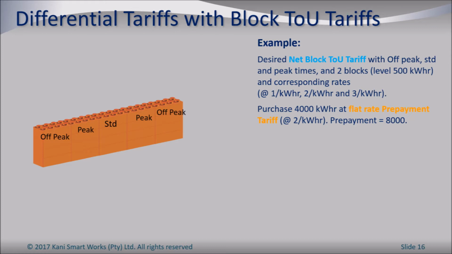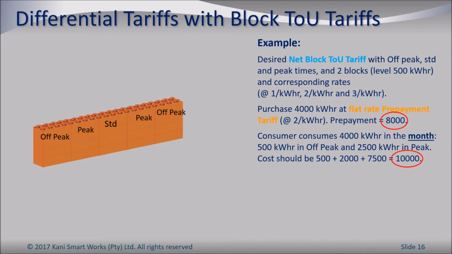Now assume that the consumer consumes 4,000 kilowatt hours, the whole 4,000 kilowatt hours, in the month, 500 kilowatt hours in the off-peak period, and 2,500 kilowatt hours in the peak period. The cost should be 500 plus 2,000 plus 7,500, which is equal to 10,000. But remember, the consumer only paid 8,000.